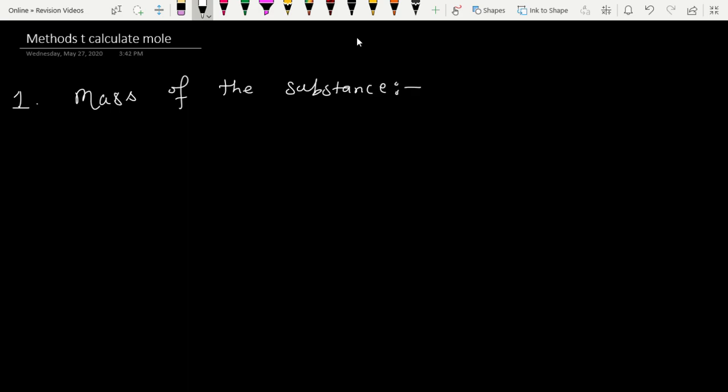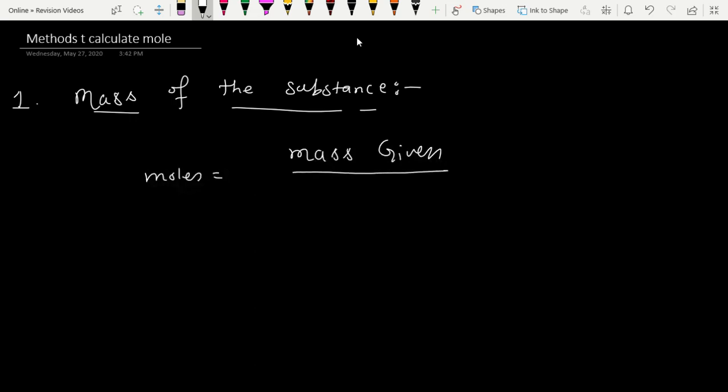So how will you calculate moles based on mass of the substance? The formula is moles equals mass given upon molar mass of the substance. Molar mass is the mass of 1 mole of the substance. The mass given will be provided in the question, and the molar mass will be known to you, because if you know the molecule or compound you can find its molar mass from its individual atomic masses. Based on this formula we can calculate the number of moles of any particular substance.